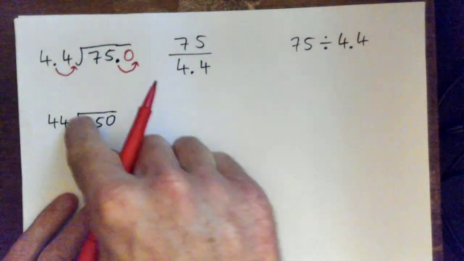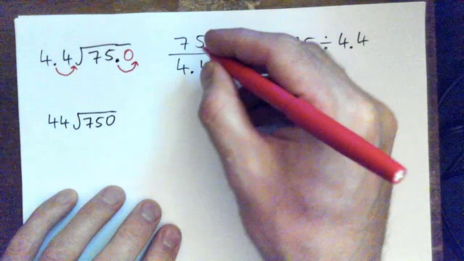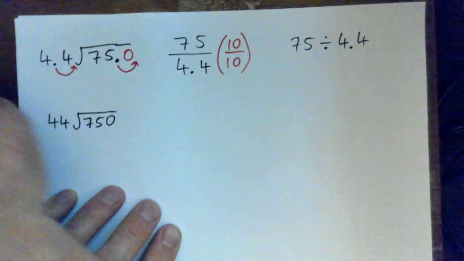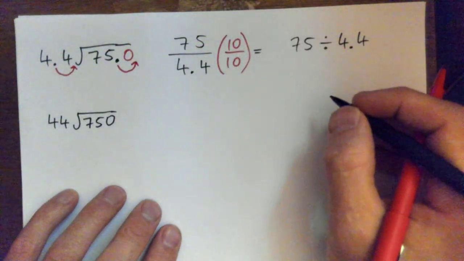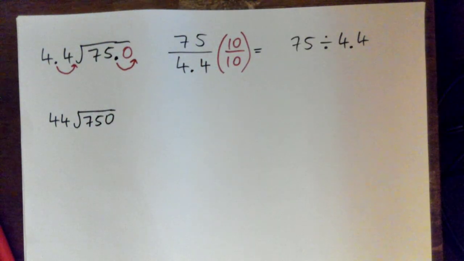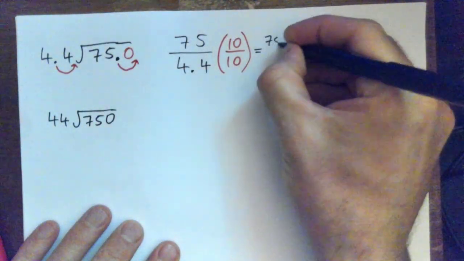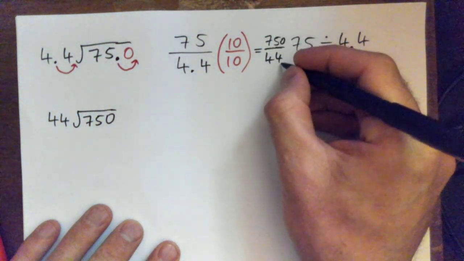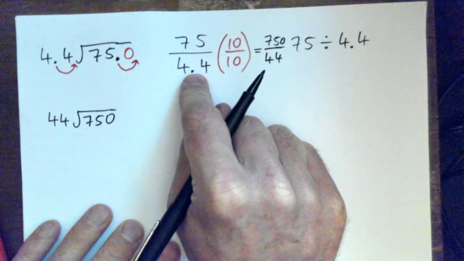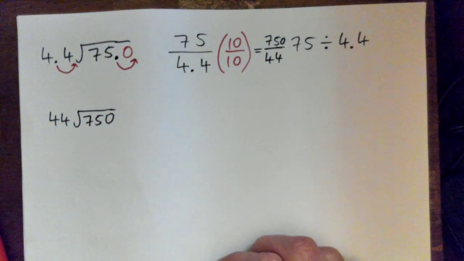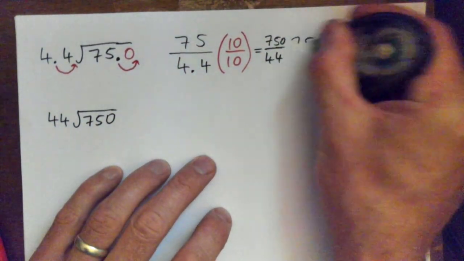But what I want you all to write down, anyone watching from home, is this: write 75 over 4.4 and then multiply that by 10 over 10 and tell me what you got. If you multiply that by 10 over 10, what would you get? 750 over 44. Beautiful. And so 750 over 44 is the same thing as 75 over 4.4. Does that make sense? So these are equivalent fractions.